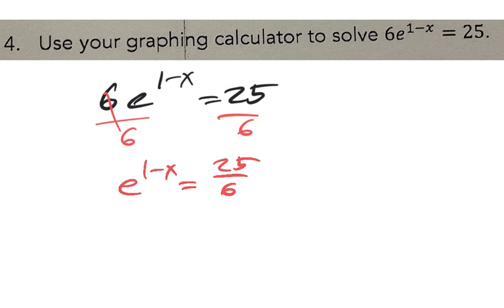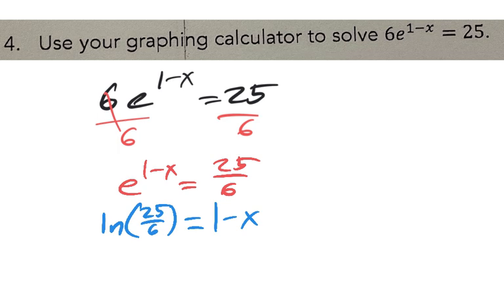Okay, this is an exponential. I'm going to rewrite it as logarithmic. This is log base e, so I can write that as the natural log of 25 over 6 equals 1 minus x.